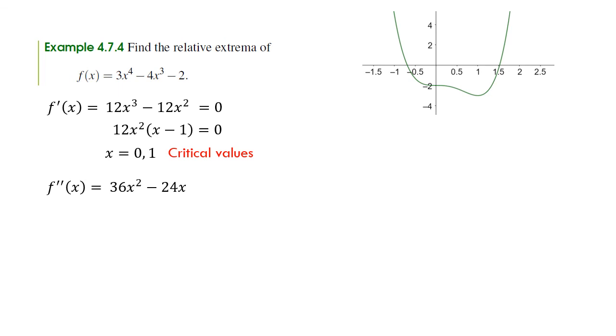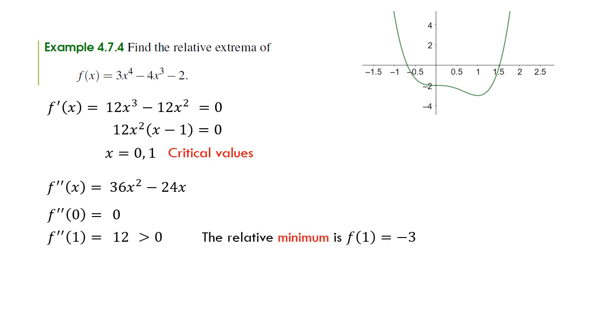Then plug the two critical values 0 and 1 into f double prime. We have f double prime of 0 is 0, so the second derivative test cannot determine the relative extrema. And f double prime of 1 is 12, which is greater than 0, so f of 1 equals -3 is a relative minimum. To determine the relative extrema at x equals 0, we need the first derivative test.